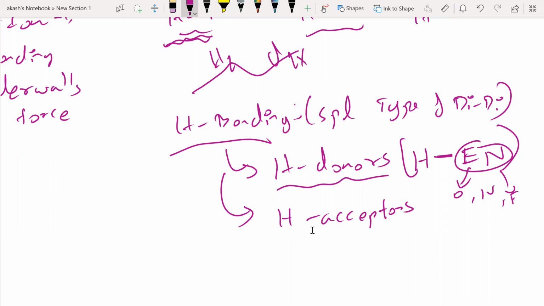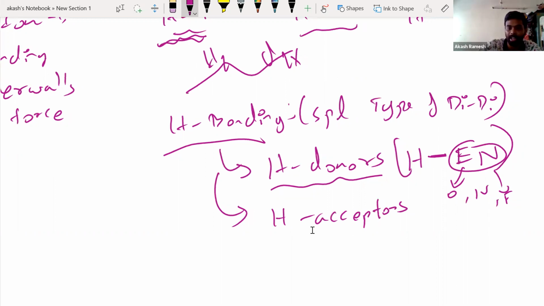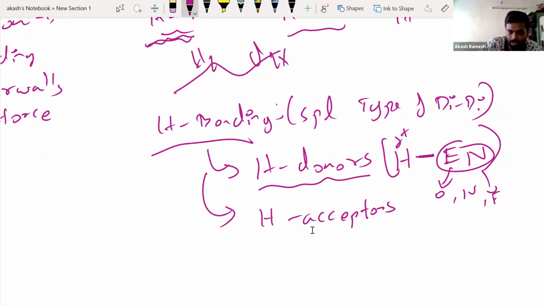That is about hydrogen donor. Sir, why not chlorine? Yes, chlorine is not that electronegative. The thing is, there should be some del positive on hydrogen. Obviously, these are more electronegative, they'll have del negative. Hydrogen should have a del positive.